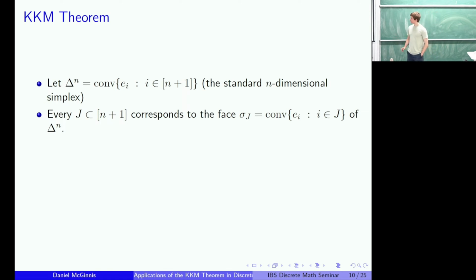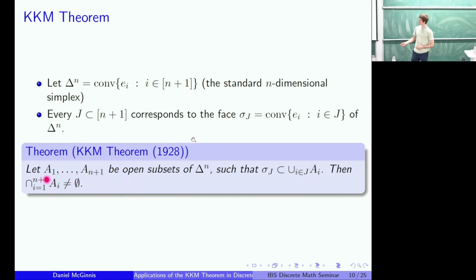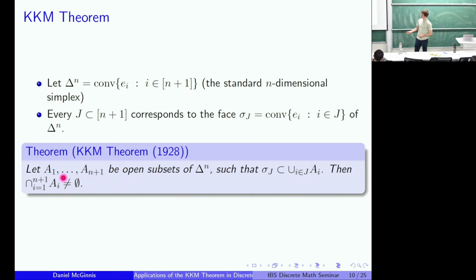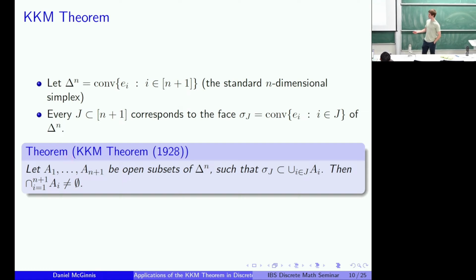Okay, and then what the KKM theorem tells us. It's a theorem about coverings of the simplex. Here I have these sets A1 to A_{n+1}. They correspond to the vertices of the standard n-dimensional simplex. The standard n-dimensional simplex has n plus 1 vertices, and so there's a set for each vertex. You can think of it like that. And these sets form a cover of our standard n-dimensional simplex.